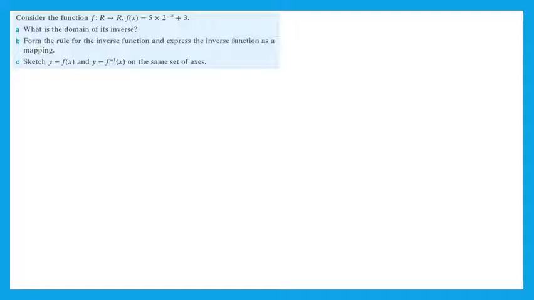Alright, now remember to find inverse functions, you swap your x and y values. So, well, before we do that, it's asking us what's the domain of its inverse. So remember, if you have the range of the original function, it then becomes the domain of the inverse function.